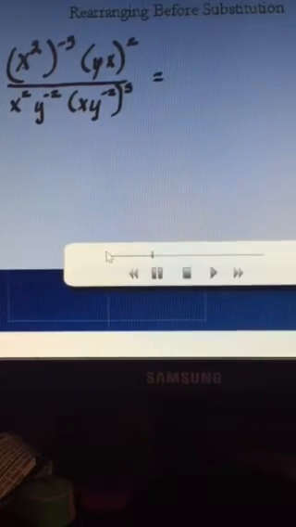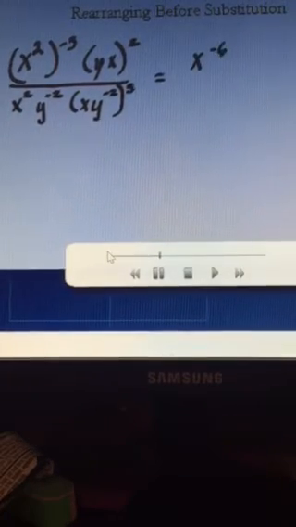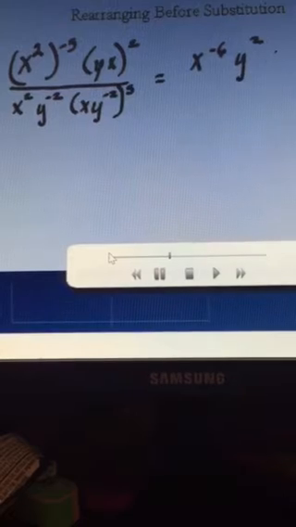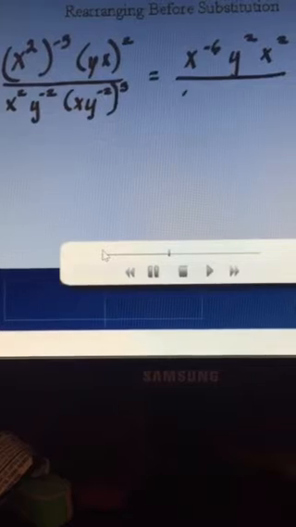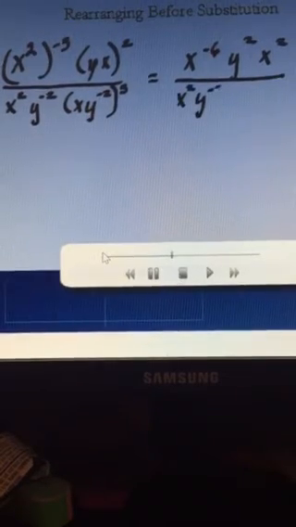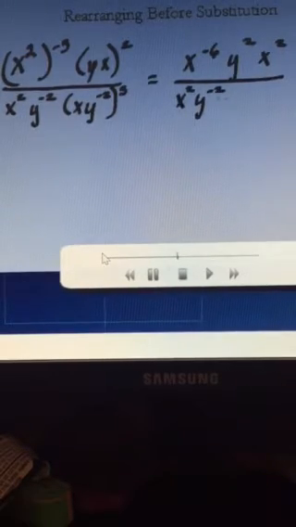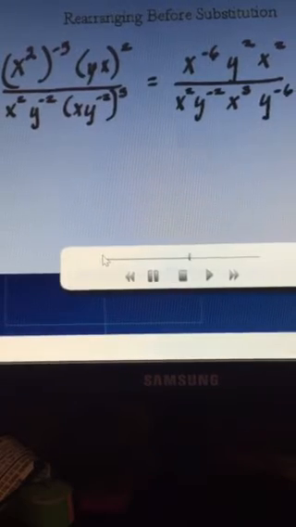So starting back at the top, x to the second power raised to the negative 3 gives us x to the negative 6. Y to the first power raised to the second is y squared. X to the first power raised to the second will be x squared. Then we have x squared, y to the negative 2, y to the first power raised to the third, x to the first power raised to the third would be x to the third. And y to the negative 2 power raised to the third becomes y to the negative 6th power.